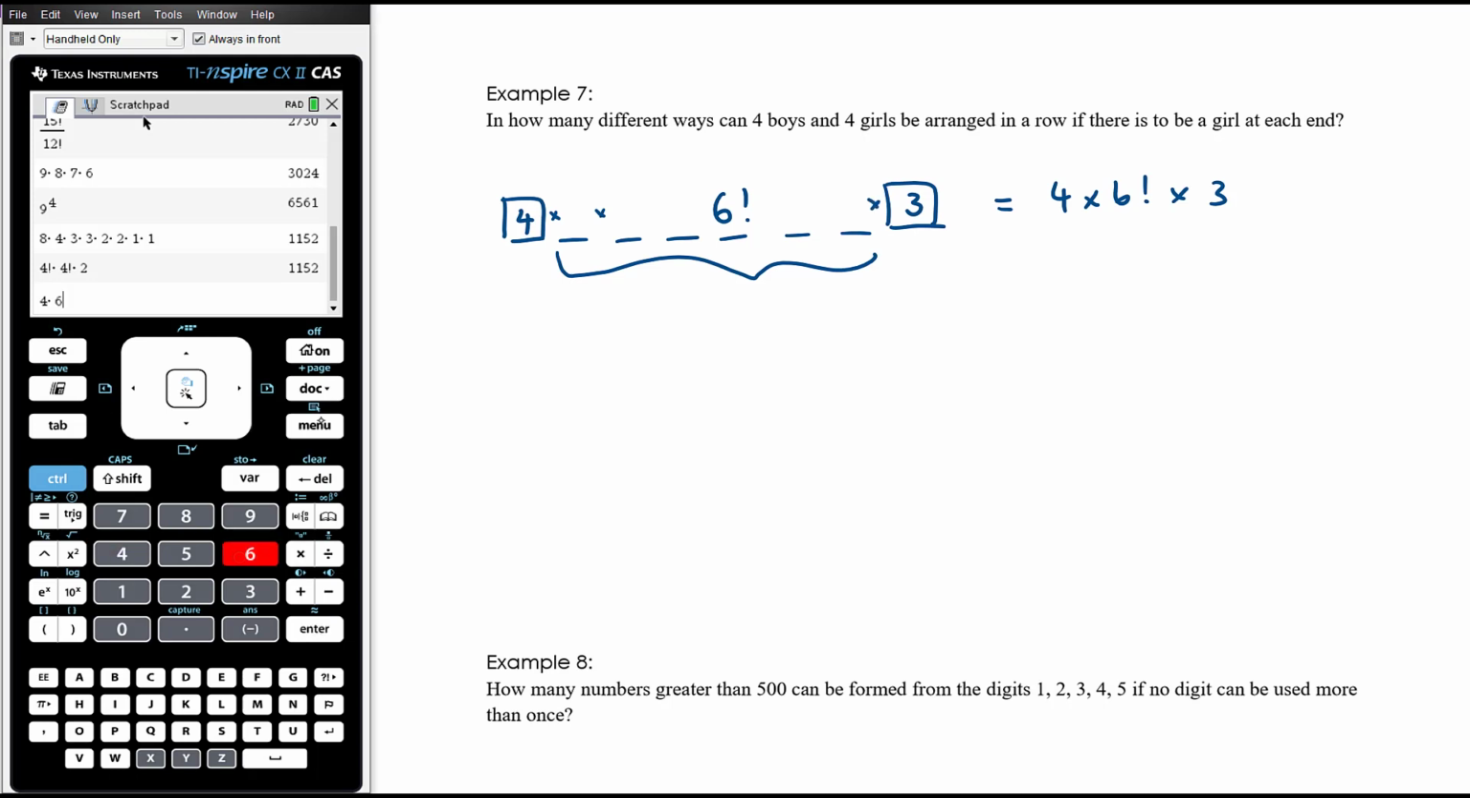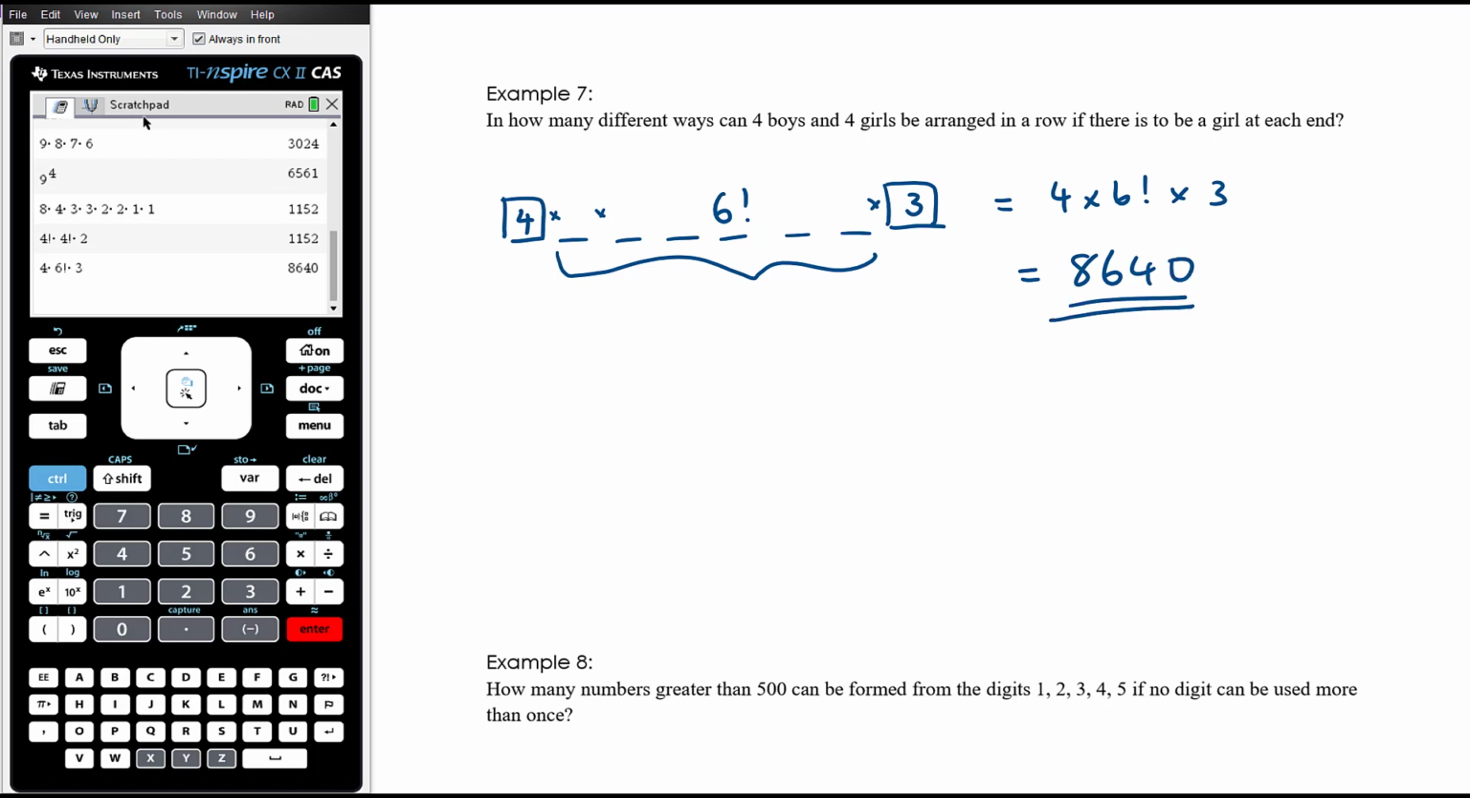So 4 times 6 factorial times 3 is 8,640 different ways to arrange the 4 boys and 4 girls if there has to be a girl at each end.